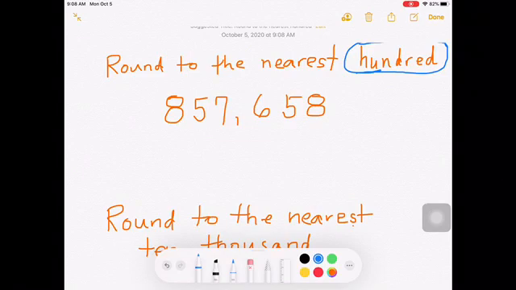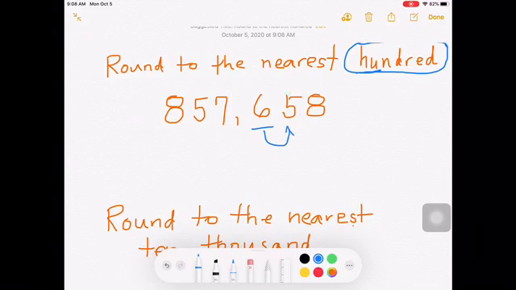In this case, the place value is the hundreds. So I'm going to underline the hundreds place. In this case, it is a 6. After you underline the hundreds place for this problem, you look to the place one place to the right, and you circle that.